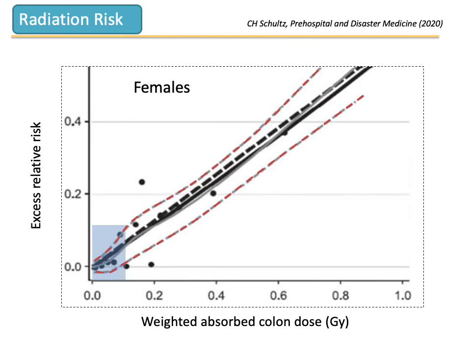If we look at comparable data for females, we can see that there is a slightly higher excess relative risk, but we still see that if we look at the lower bound of this 95% confidence interval, it only crosses zero around 100 milligray.